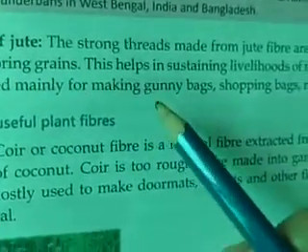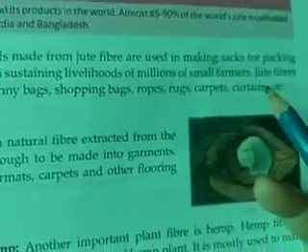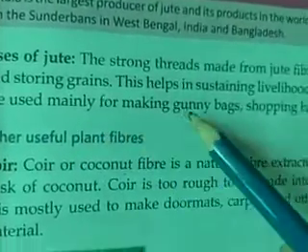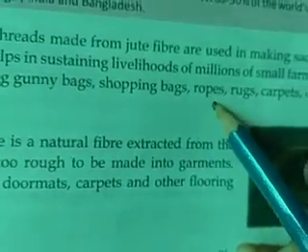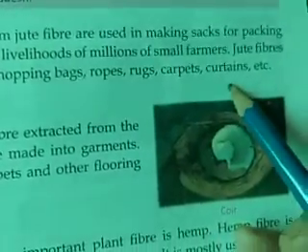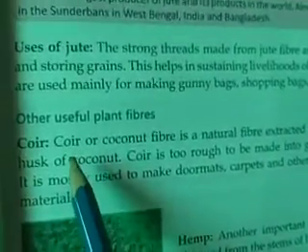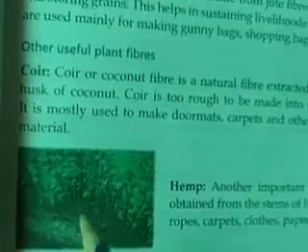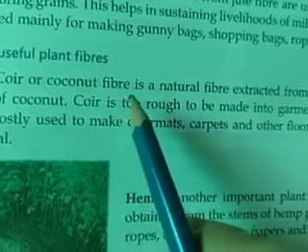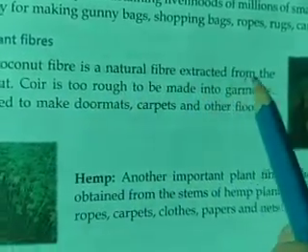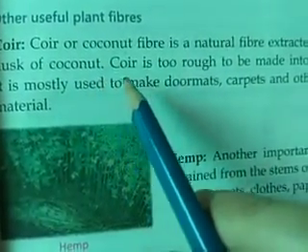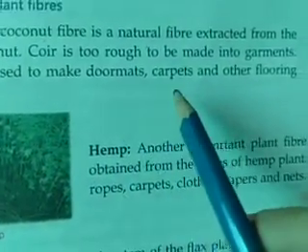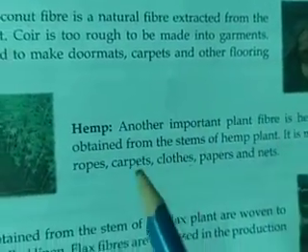Uses of jute. They are used in making gunny bags, shopping bags, ropes, rugs, carpets, curtains, etc. Other useful plant fibers are coir, hemp and flax. Coir or coconut fiber is a natural fiber extracted from the husk of coconut. It is mostly used to make doormats, carpets and other flooring items.